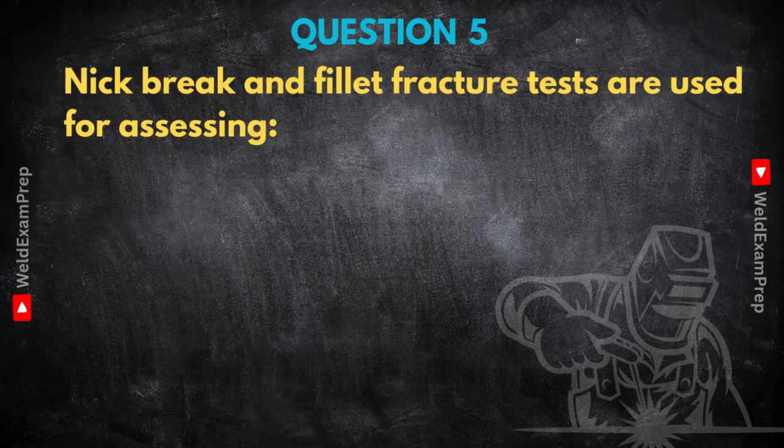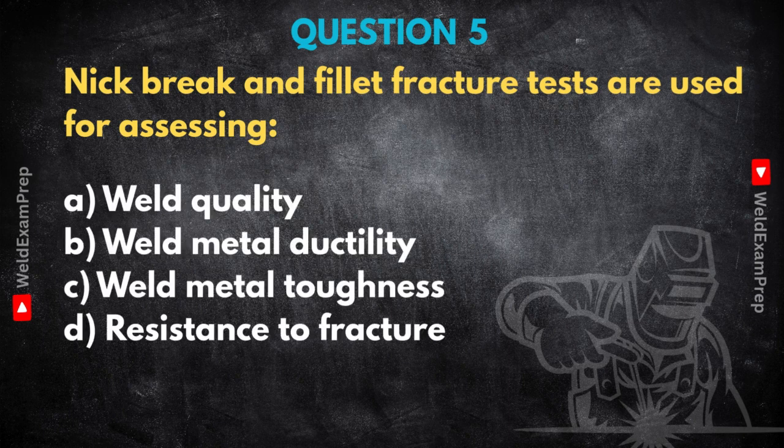Okay, our final question for this deep dive. Nick break and fillet fracture tests are used for assessing: Options A, weld quality, B, weld metal ductility, C, weld metal toughness, D, resistance to fracture. Nick break, fillet fracture. That sounds pretty destructive. Seems almost odd when we're trying to make things strong. What are these tests actually showing us about the weld? Why are they still such a fundamental tool for inspectors?